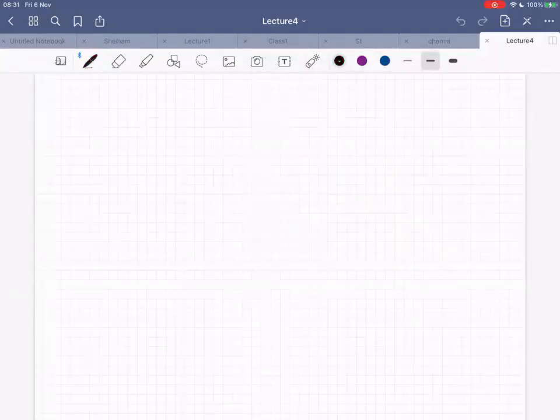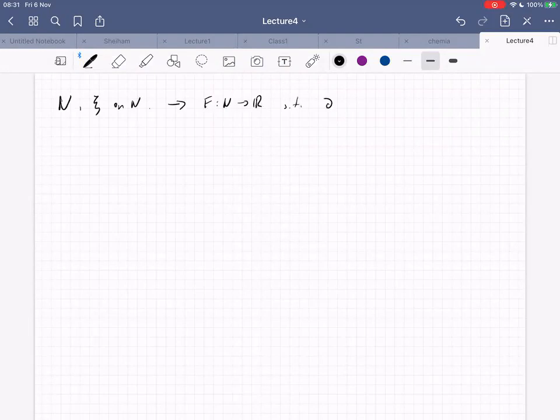So the plan for today is to prove the vector field integration lemma I announced two weeks ago. So what is the vector field integration lemma? We have a manifold N, and we have a vector field Xi on N, and we want to obtain a function f from N to R such that Xi is a gradient-like vector field.